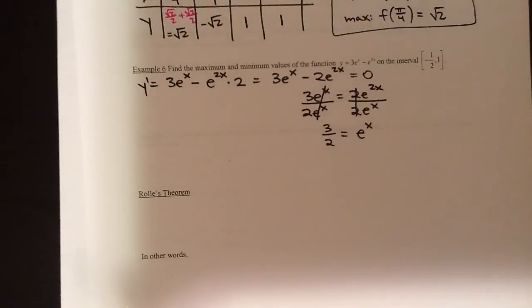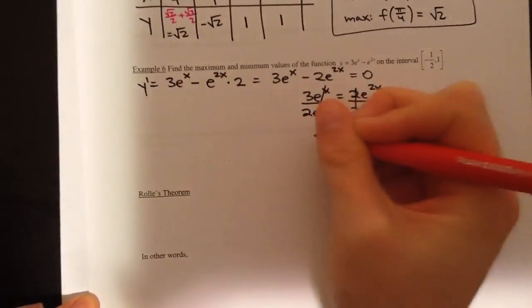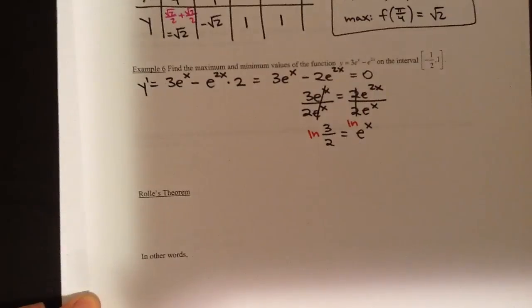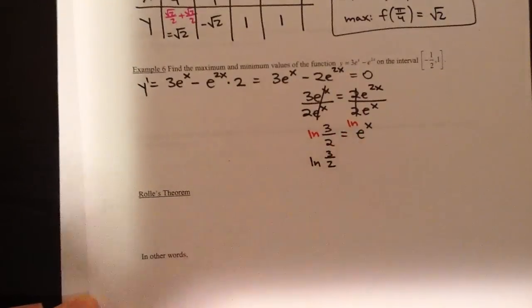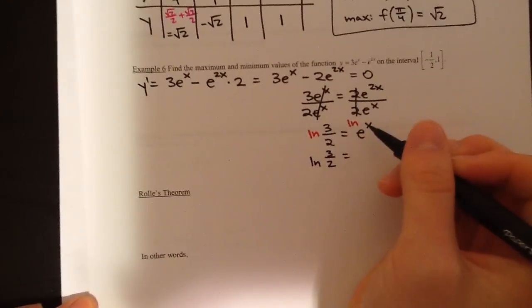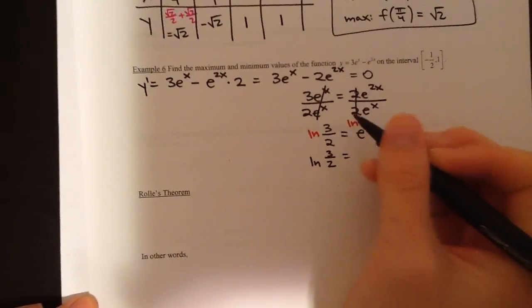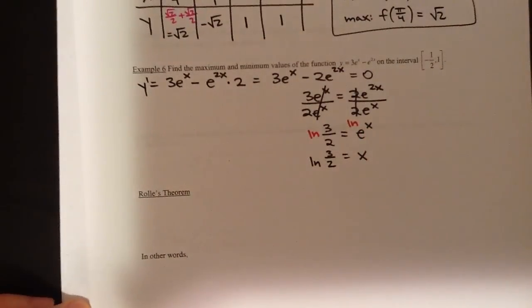Okay, so we're getting there, we're cleaning up, we're simplifying. Last thing to remember, and like I said, this is an algebra thing, the way that you get e to the x by itself here is you take the natural log of both sides. So when we take the natural log of the left, it's just natural log of 3 halves, whatever that is, and then equals, when I take the natural log of e to the x, those are inverses of each other, natural log and e to the x, and so they cancel each other out and I just have x.